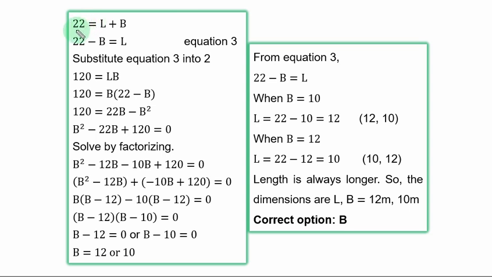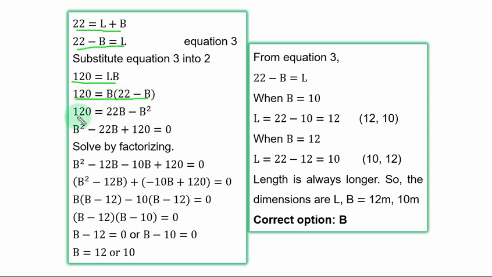Starting from equation 1, you have it in this form. You make the length the subject. You have to transfer the breadth to the left hand side. You have this as equation 3. Equation 1 produced 3. To continue, you need to substitute equation 3 into equation 2. This is equation 2. Where you see L, you replace it with equation 3, you have this result.